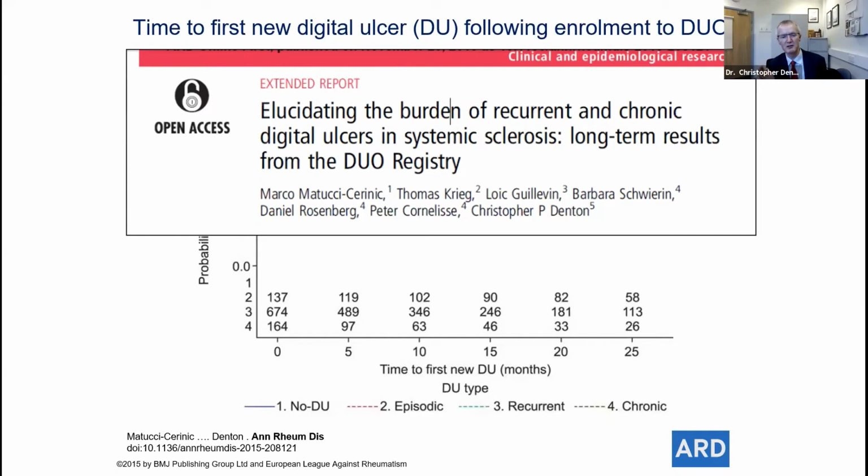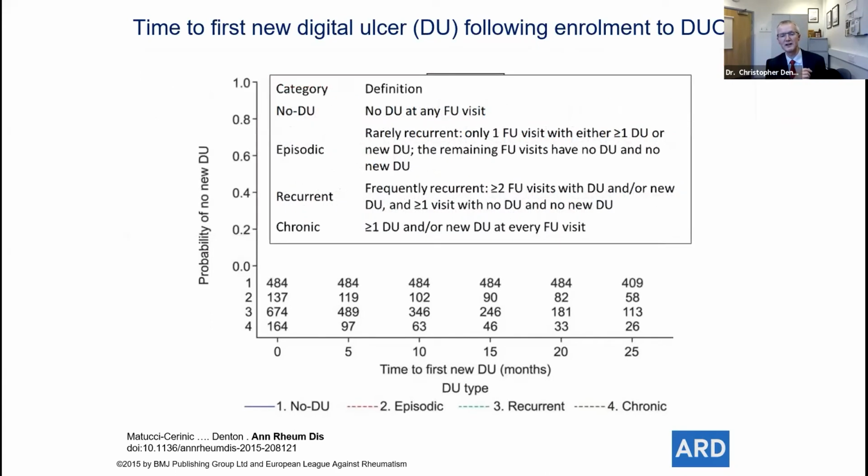And this was the DUO registry, and I worked with colleagues Loic Guillevin, Thomas Krieg, and Marco Matucci-Cerinic to really lead a scientific agenda linked to this DUO registry to try and better understand how patients are being affected by digital ulcers, and again, whether, like with other aspects of scleroderma, like pulmonary hypertension, like lung fibrosis, we could start to stratify our patients into whether they had milder or more severe digital ulcer disease.